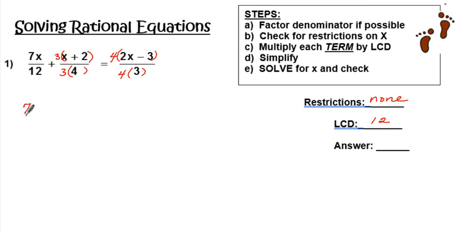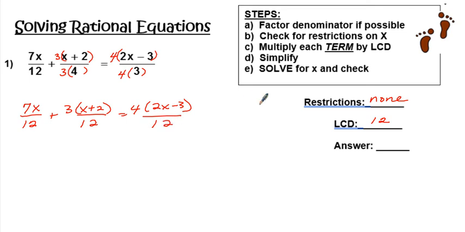So now we have 7x over 12 plus 3 times x plus 2 over 12 equals 4 times 2x minus 3 over 12. Now, if you've been through the warm-up with your teacher or taken a look at the paper for yourself, you remember that when you saw fractions like 1/2 plus 7/2, when we combine those, we would have 8/2, right? When we have that common denominator.